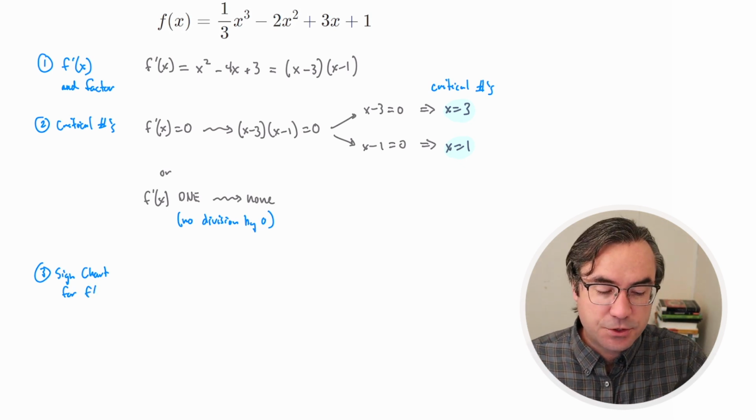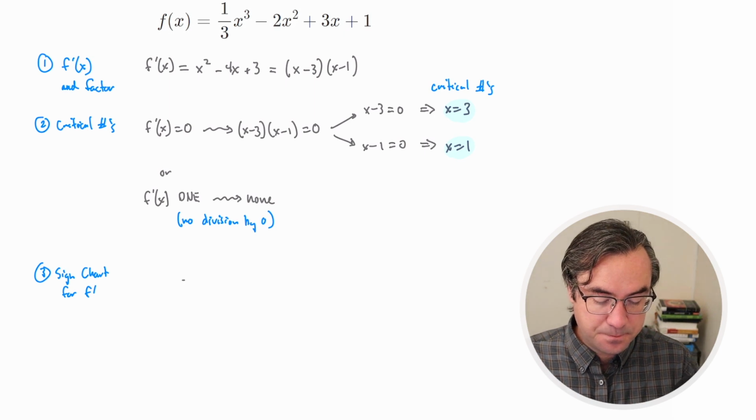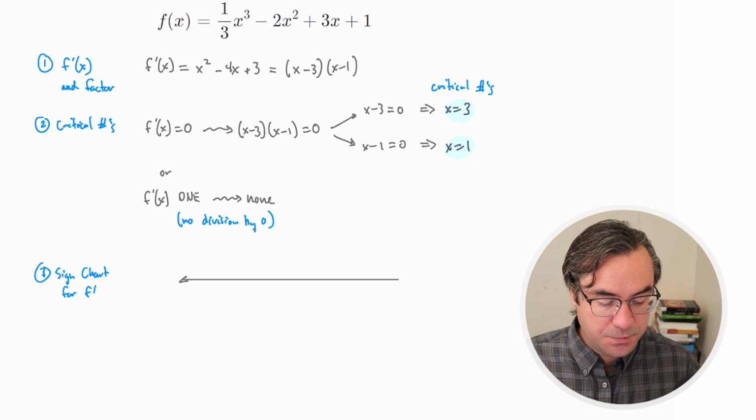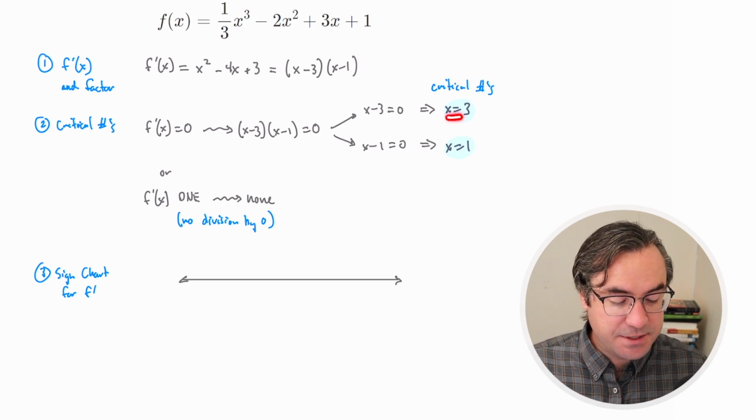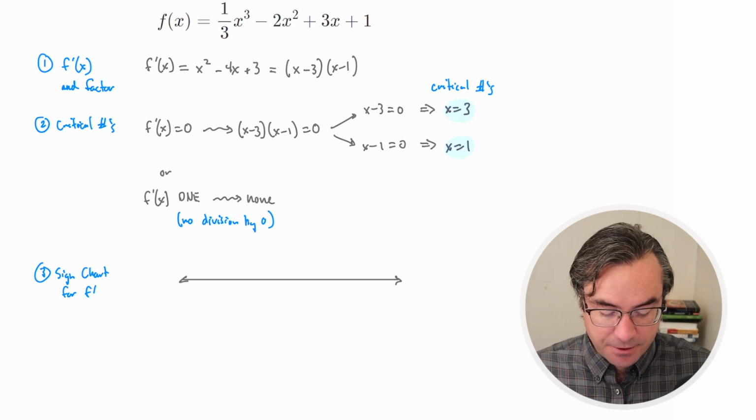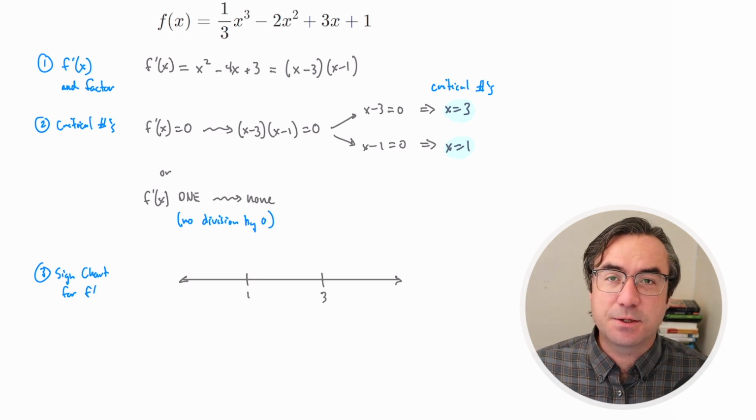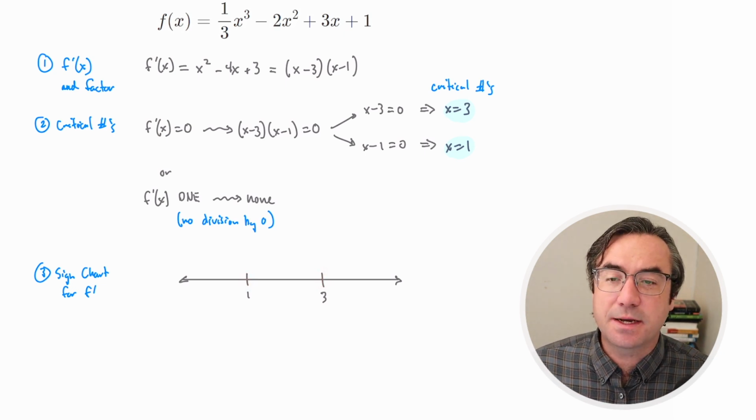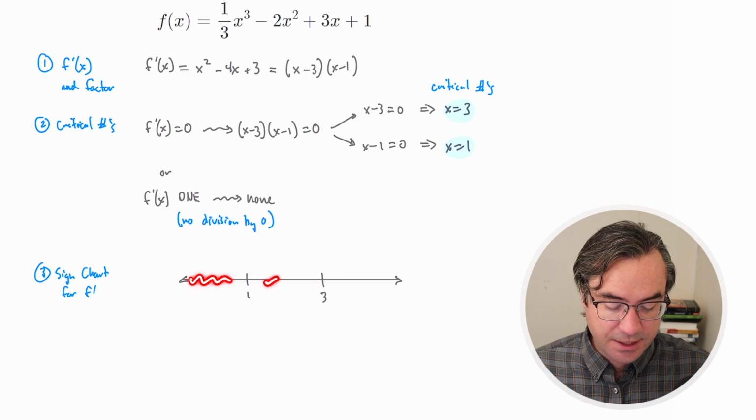Okay, so let's draw our x-axis. This is the x-axis. And let's take these two values that we found, x equals 1, x equals 3. Let's plot them on here, just making sure we get the right order. And what these two values do is they slice up our x-axis into 3 separate sections.